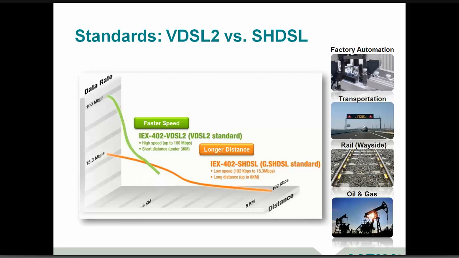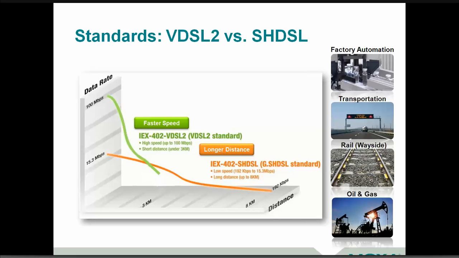There are some different standards for this DSL technology. Two of the more common ones, and ones that we do a lot of work with here at Moxa, are VDSL2 and SHDSL. And what this is about is the algorithmic processing of the signals on that twisted pair unconditioned copper cabling to be able to move data across those wires.